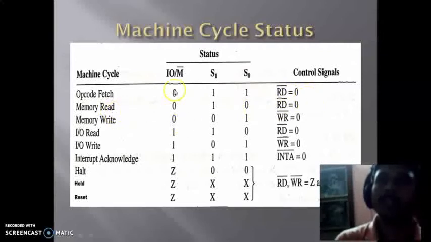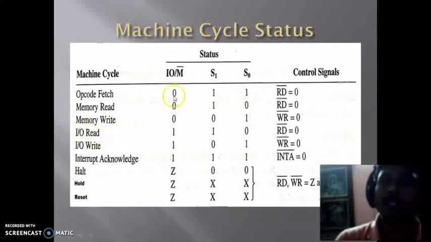Similarly, for memory read, IO/M bar will be 0 because this is a memory related operation, and the status signals will be 1, 0. And obviously this is a memory related operation, memory read is happening. That's why the read signal will be active. For memory write operations, IO/M bar will be equal to 0 because this is a memory related operation, and S1, S0 will be equal to 0, 1, and as it is a write operation, the write signal will be active at that time.